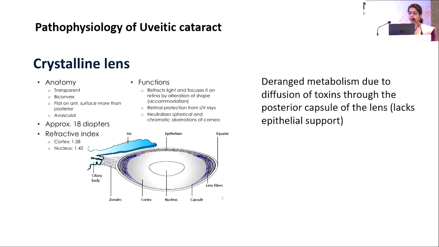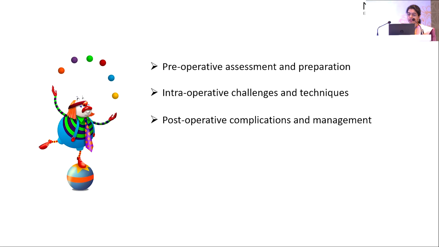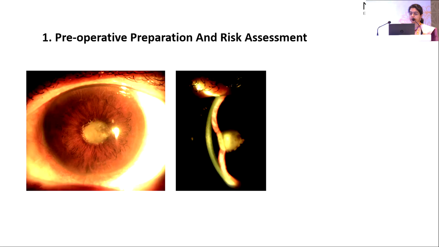What is the pathophysiology? The deranged metabolism due to diffusion of toxins through the posterior capsule leads to the cataract. So the lens derives its nutrition from the surrounding intraocular fluid, and when there is uveitis, through the posterior capsule toxins might enter, and that is why you see the posterior subcapsular cataract as the most common type. In this talk, I'll be covering preoperative assessment and preparation, intraoperative challenges and techniques, and postoperative complications and management.